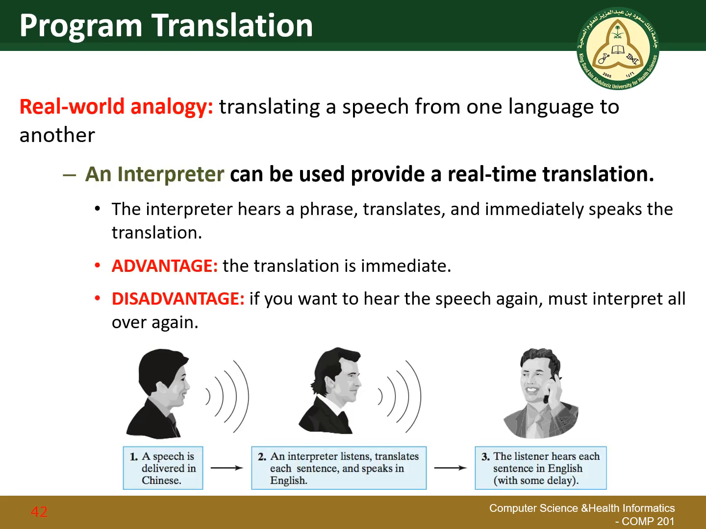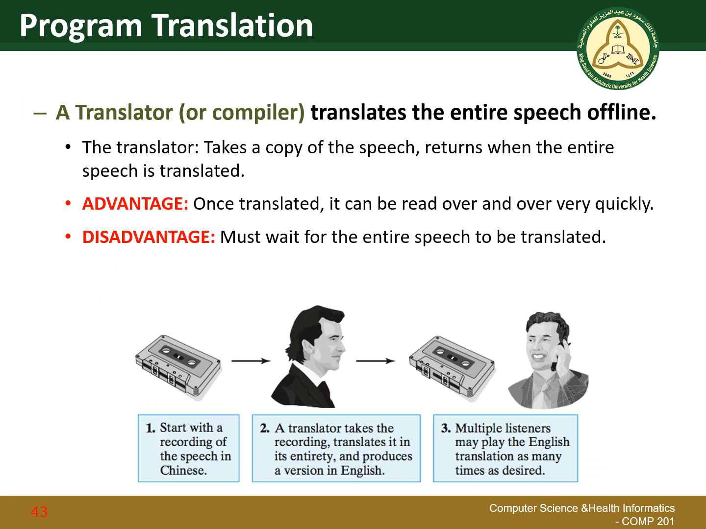Now we look at an analogy of translating speech from one language to another to explain the two approaches of programming translation. The first one is an interpreter, which can be used to provide real-time translation. The advantage of this is immediate translation, but the disadvantage is that if you want to hear the speech again, you must interpret all the speech over again.